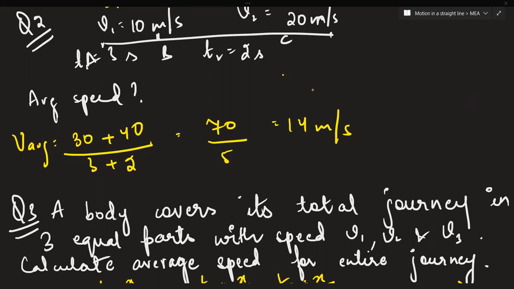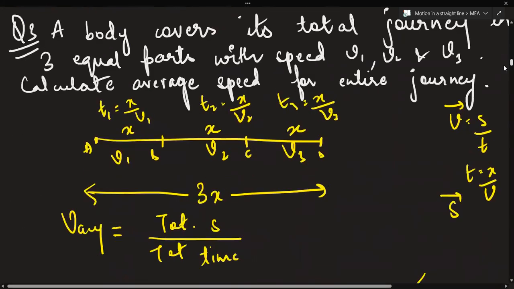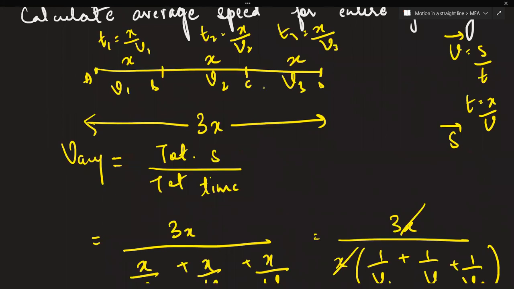See, the body covers its total journey in 3 equal parts. So take the entire distance as 3x and divide it by 3, so each distance will become x. This is the entire distance, so I have taken total distance as 3x. You can take the total distance as x also, then each part will become x by 3, x by 3, x by 3. I wanted to avoid that fraction, that's why I took 3x. Now when I divide 3x by 3, I get each part as x, x, x.